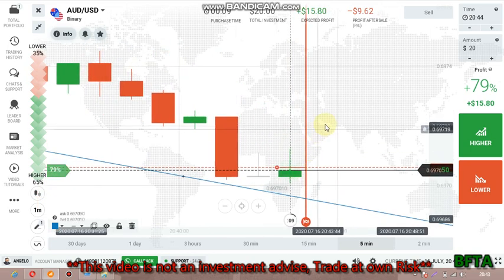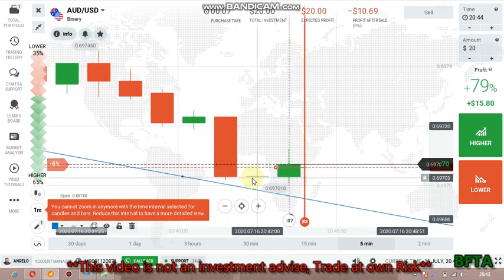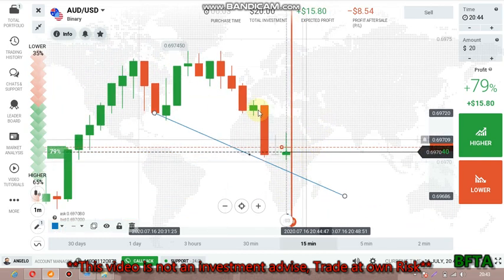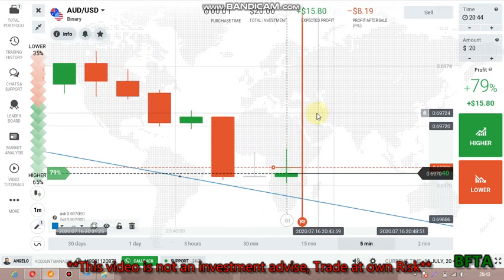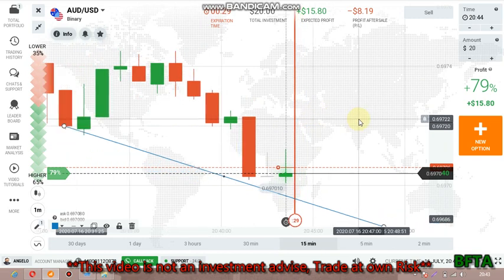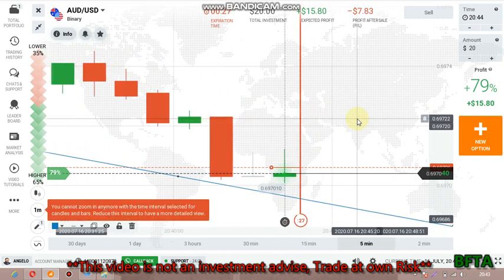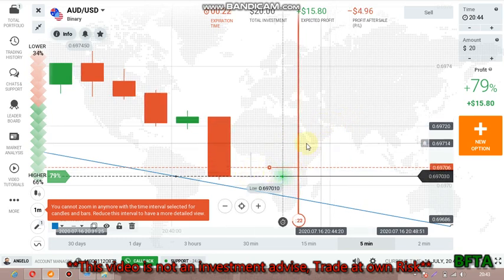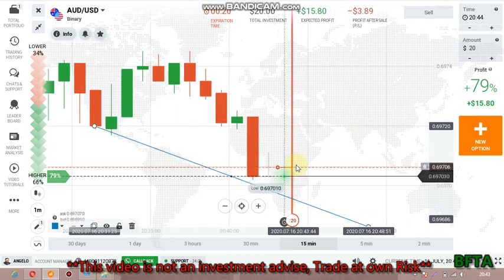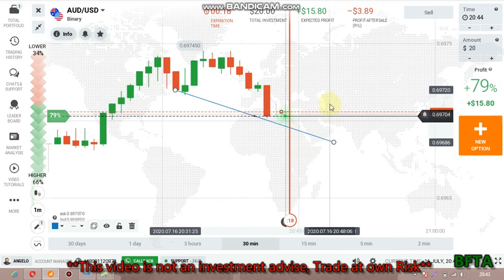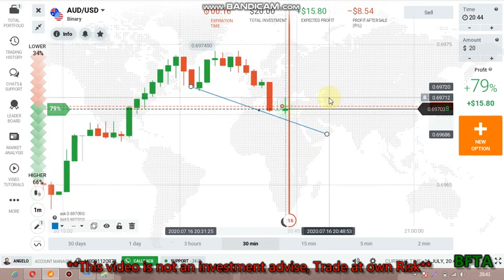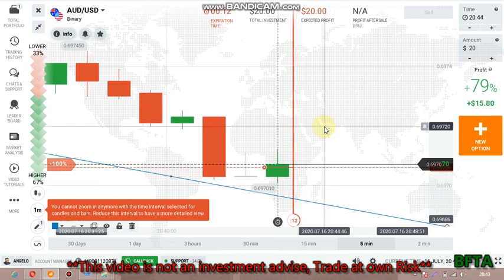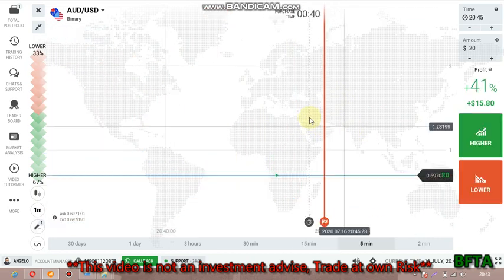So I think the sellers again will enter on the next candle. There's no buyer's entry here. So sellers will enter on the next candle because of this downtrend. This doji candlestick confused me, so I don't know what is going to form here. But let's see what will happen. If I lose this trade, I'll place one more trade.